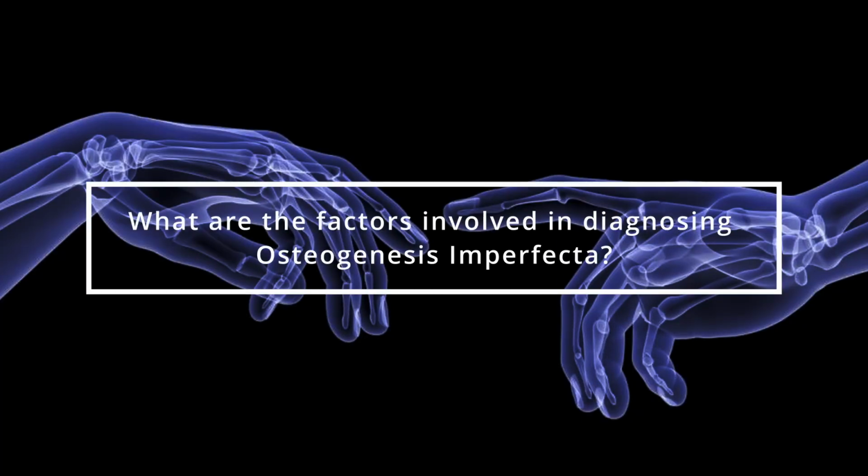What are the factors involved in diagnosing osteogenesis imperfecta? There may be a purely orthopedic manifestation of a genetic disorder, such as, let us say, osteogenesis imperfecta or so-called brittle bone disease, where the bones themselves tend to have very easy fractures. So even with most trivial injuries, the bone tends to break.